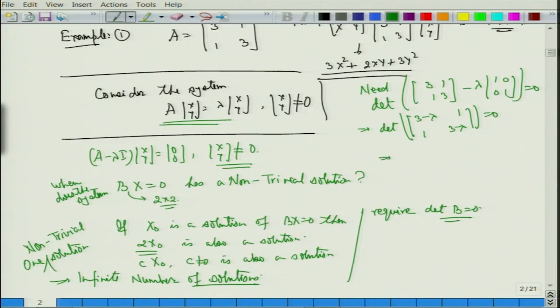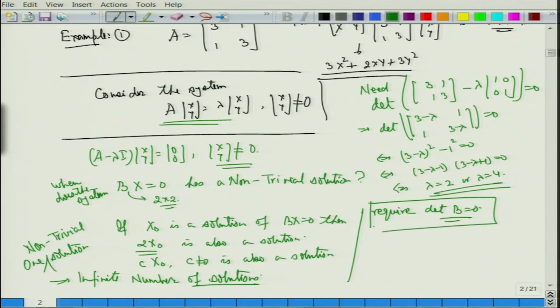So, the determinant of this is nothing but (3 minus lambda) whole squared minus 1 equals 0, which is the same as the difference of squares: (3 minus lambda minus 1) times (3 minus lambda plus 1) equals 0, which gives lambda equal to 2 or lambda equal to 4. All right. Fine. So, understand it. This part tells me that the determinant has to be 0.